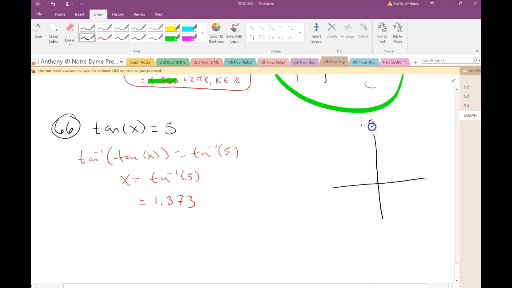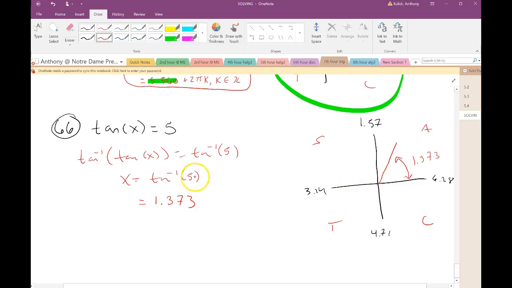So remember we said that this spot is like 1.57. This is 3.14. This is like 4.71-ish or something, and this is like 6.28. That's just me converting 90, 180, 270, and 360 into radians. So basically it's pi over 2, pi, 3 pi over 2, 2 pi, just as a decimal approximation to kind of give us an idea of where we're at. So 1.373 is still in this quadrant.